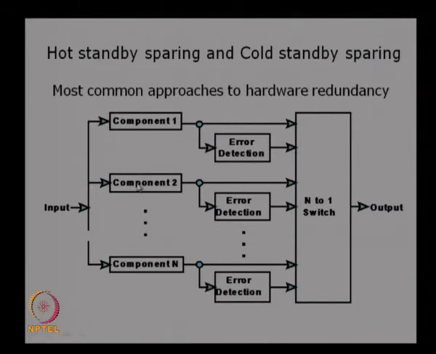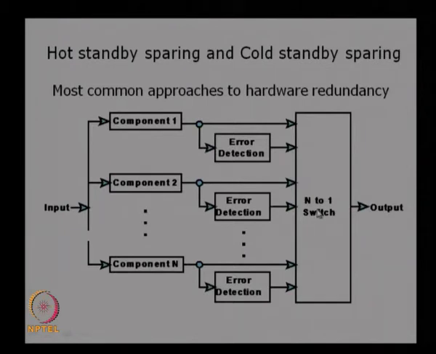Similarly, component 2 also will have an error detection function. So, whenever there is a variation from the desired outputs, it will declare an error. In the same way, we will have n components and error detection functions, and these will be used for detecting an error in the system. All the outputs from these components and the error detection will be sent to an n to 1 switch. So, always one output will be going out from here.